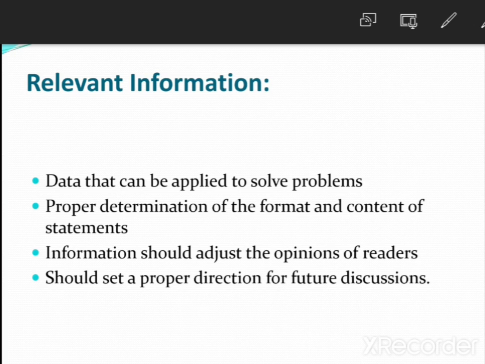Next is information should adjust the opinions of the reader. If the information is helpful to adjust your opinions, it means that information is relevant information. Should set up a proper direction for future discussion. It means that it gives you such kind of knowledge that if you want to use it in your future life, you have that knowledge that you can utilize in your future life, and you can talk about it in a very positive way, and that sets a proper kind of direction for you, so that you are able enough to argue about it in the future in a helpful way.